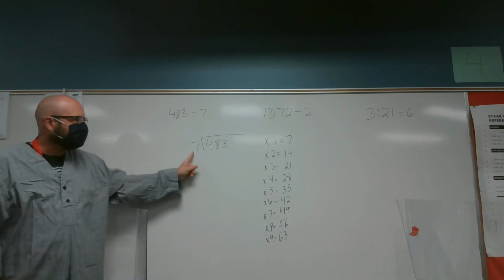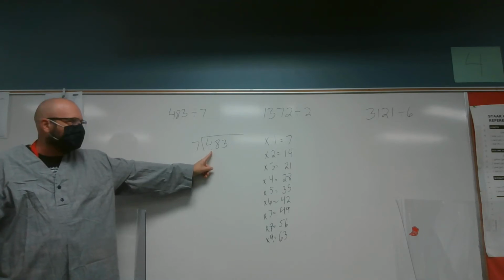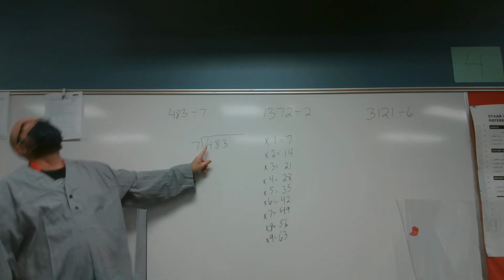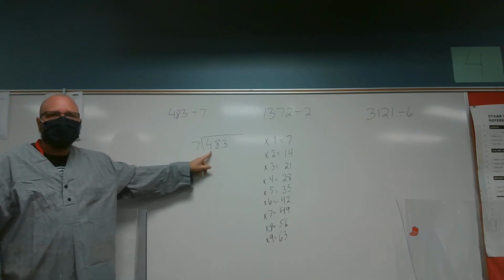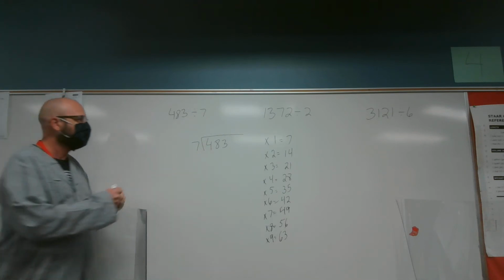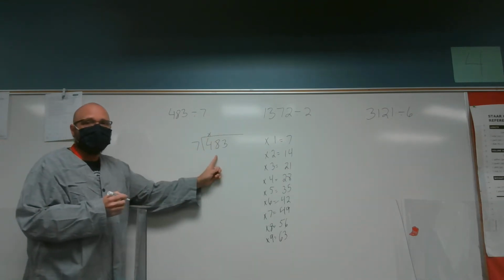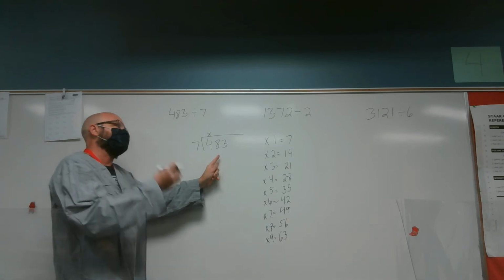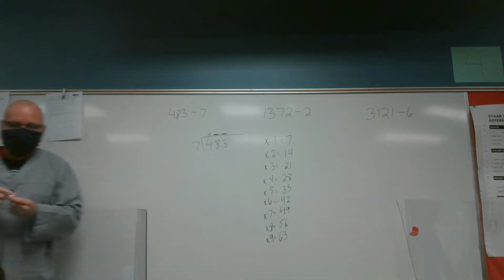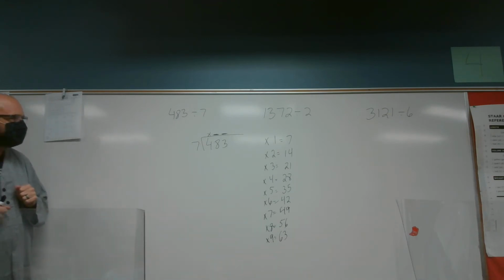Now we have our divisor of 7. And our dividend, the first number in the hundreds place, is a 4. I ask myself, self, is 7 going to go into 4? No, because 4 is less than 7. So it's not going to go in there. Is 7 going to go into 48? Yes, because 48 is greater than 7. Which means my quotient is going to have 2 digits in the whole number.